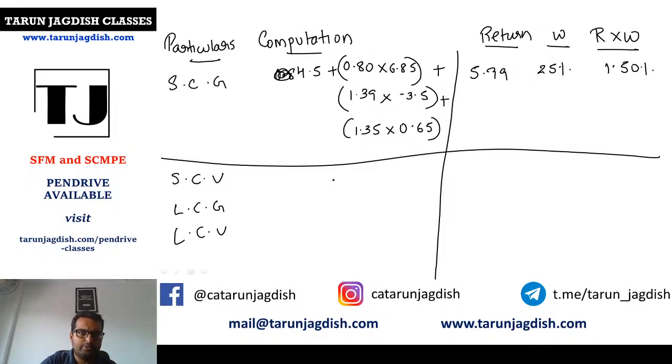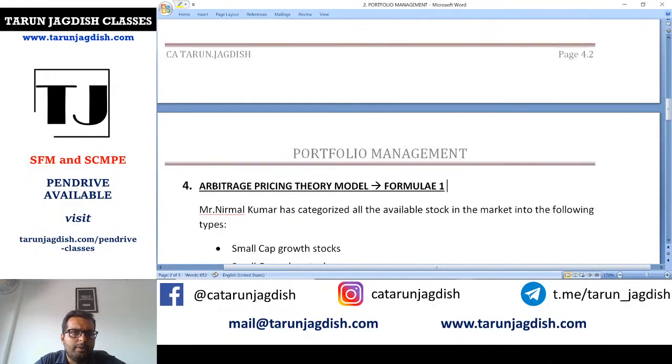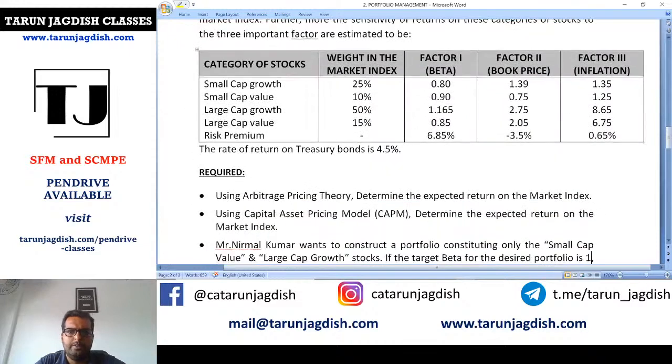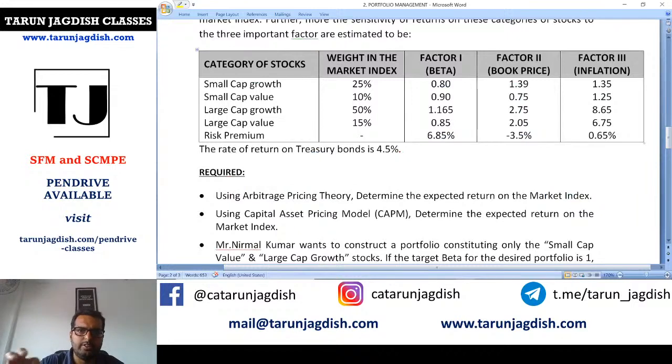Ashwini Ayyappan, this is question number 4 in the handout, portfolio management chapter. I need to check. 7.75 I think is the answer. I don't exactly remember the answer. We'll check and do that. You want me to flash the question? Alright, I'll flash the question in that case. This is the question.